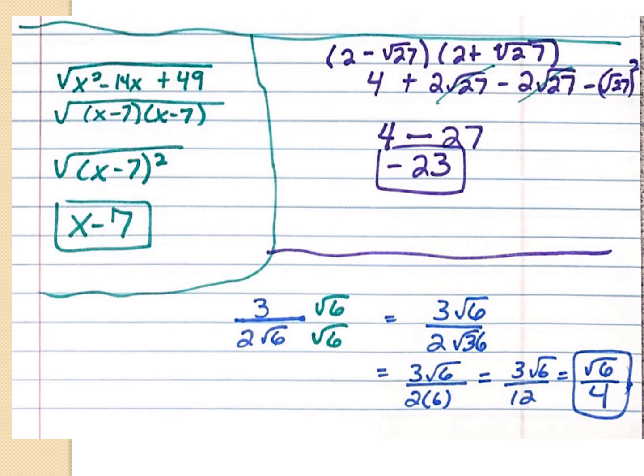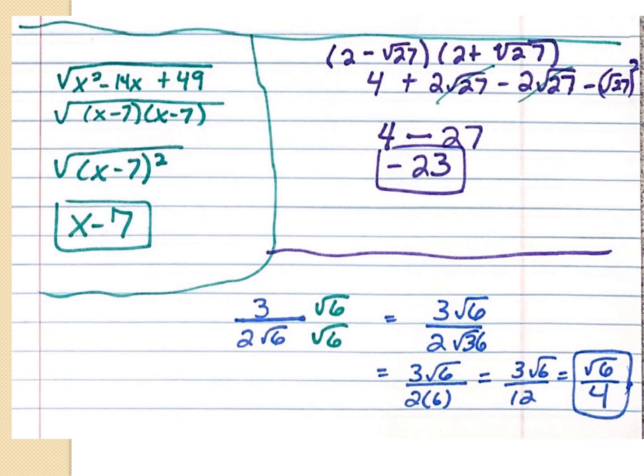This third one on the top left was just one of those perfect square trinomials. And then the fourth one, you just had to FOIL. And you'll notice that I didn't multiply 27 times 27. No way, I'm not taking time to do that, because the square root of 27 times the square root of 27 is the square root of 27 squared, which is just 27. So I saved myself some work.